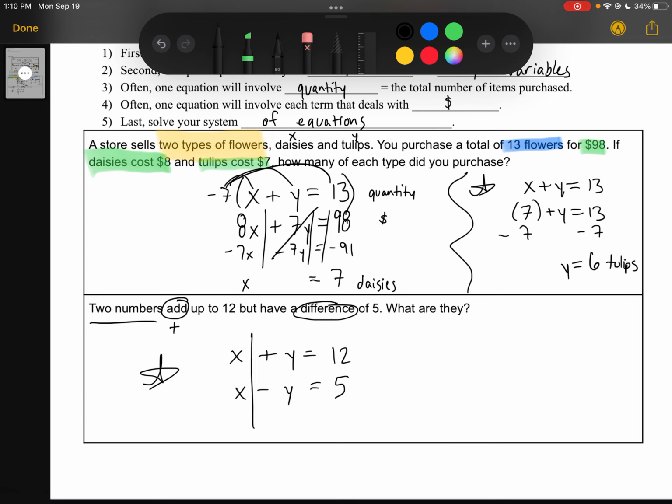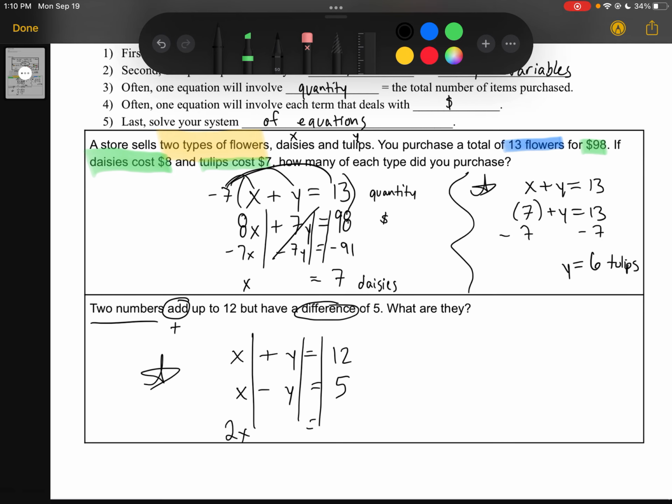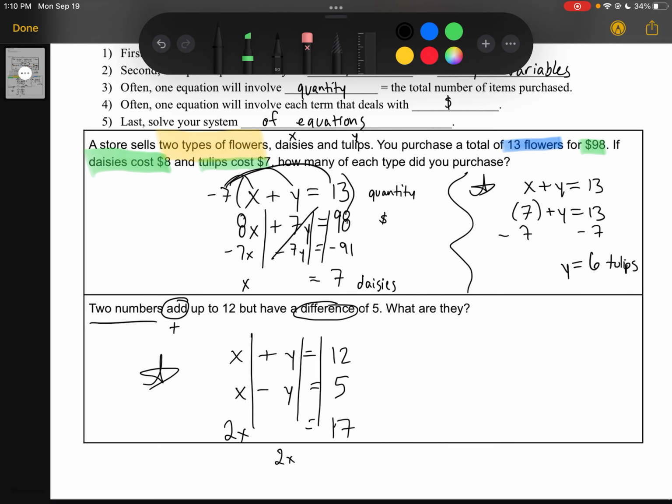All right, so from here, actually another nice one. We can line these up straight up and straight down. And what we'll see is positive x and positive x, that's 2 x's. Positive y minus y, those cancel to 0. And we have equals, and 12 and 5 add together to get us 17. So we have 2x equals 17. We can divide both sides by 2, and we'll get an answer of x equals 8.5.